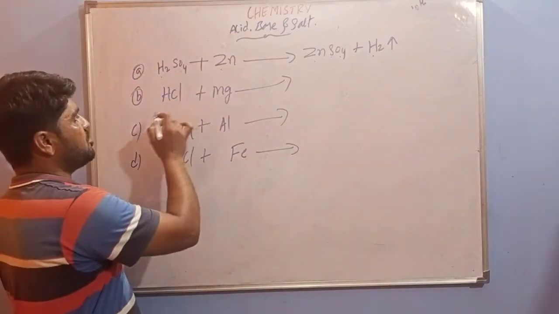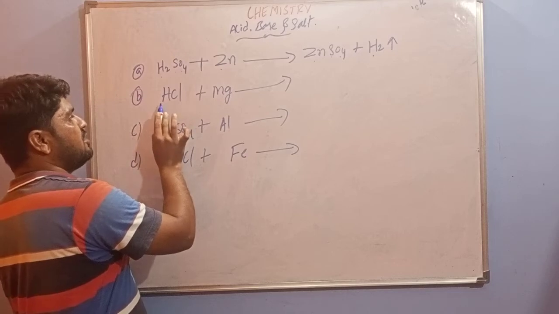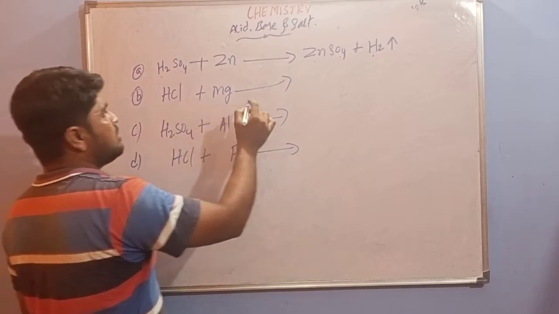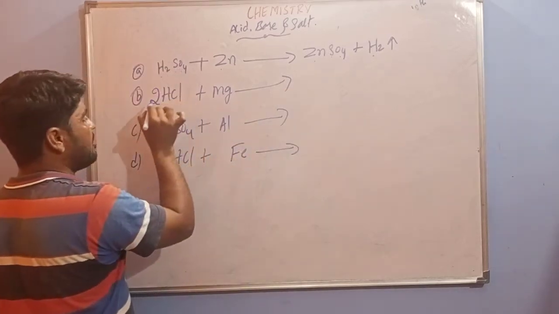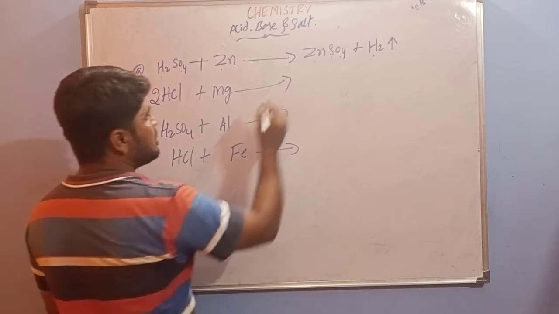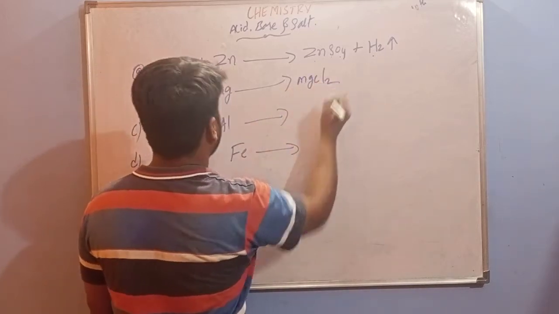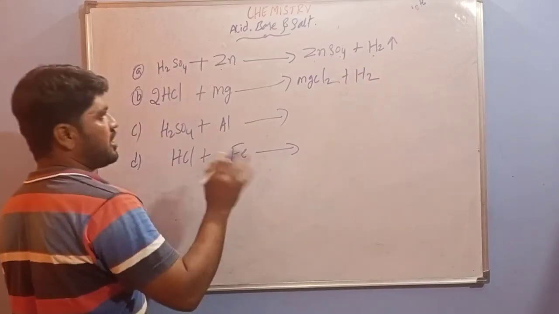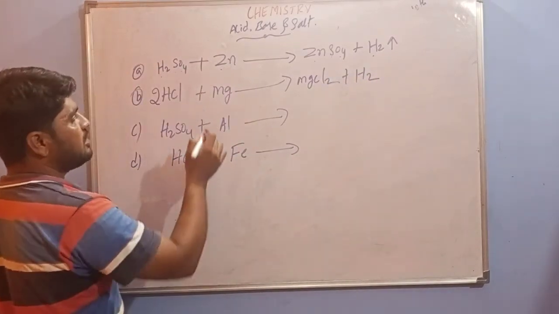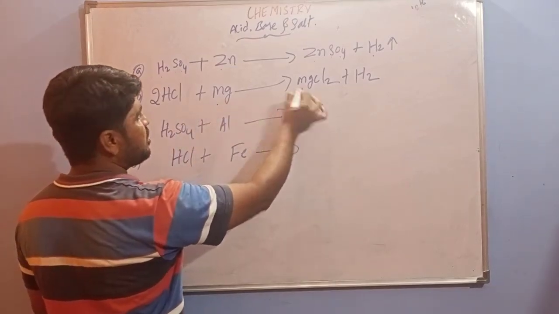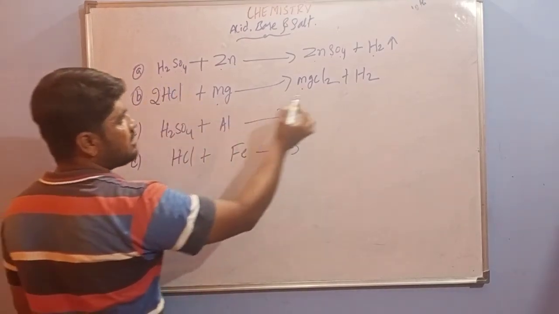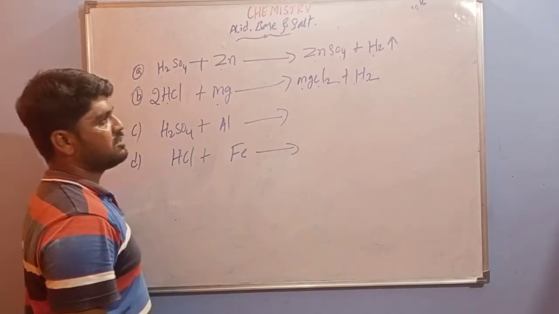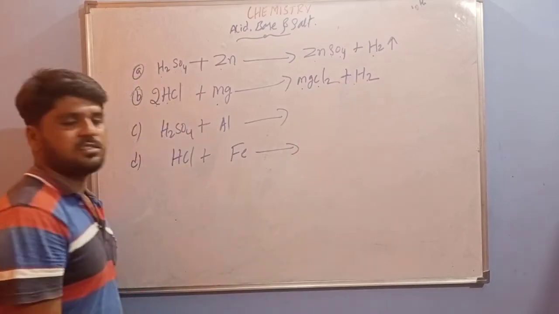Okay. So the next equation. When dilute hydrochloric acid reacts with magnesium, what will be produced? Here I am taking 2 as a coefficient. So the products are MgCl2 and hydrogen gas. Check once whether it is balanced or not. Here 1 Mg, here also 1 Mg. Here 2Cl, here also 2Cl. Here 2 hydrogens, here also 2 hydrogens. So this is a balanced reaction.